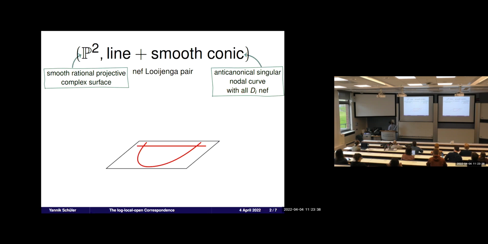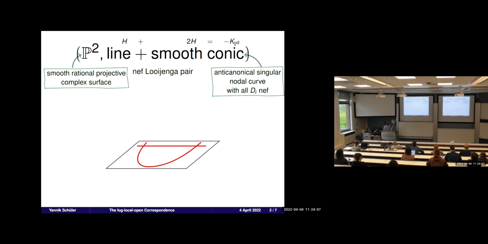All right, so maybe I should present an example. As our surface, we take P2 together with the choice of a line and a smooth conic intersecting the line in 2 points. Let us check that this is indeed anti-canonical. The line is the hyperplane class, the smooth conic 2 times the hyperplane class. So these two perfectly match up and give minus the canonical class.